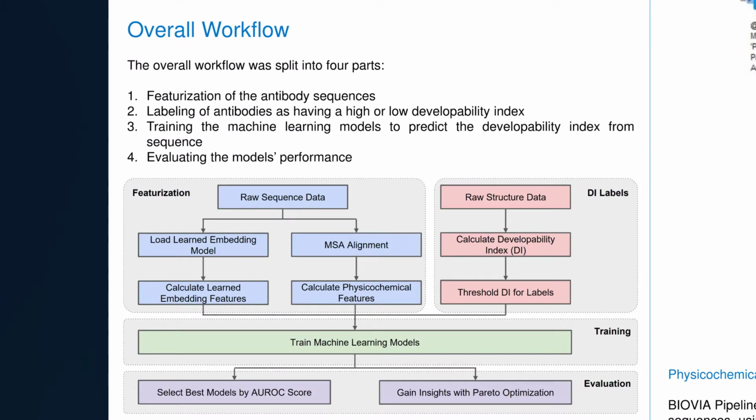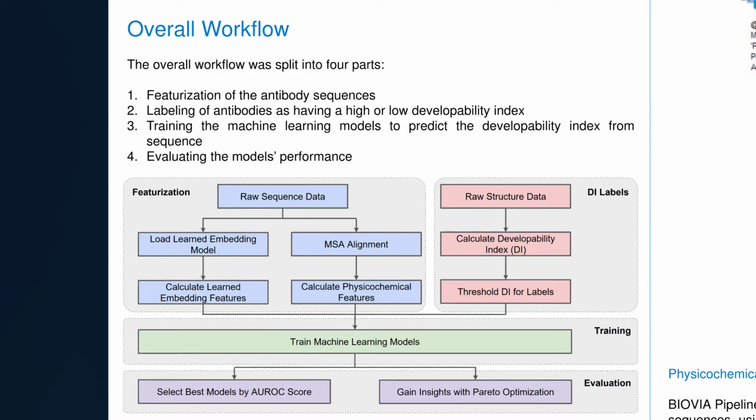The overall workflow can be split into 4 distinct parts: featurization of the antibody sequences, labeling of the antibodies as having high or low developability, training the machine learning models, and lastly, evaluating the model's performance and finding the best performing model and hyperparameters. The workflow was implemented in BioVia Pipeline Pilot, a visual programming and pipelining tool that allowed us to automate the labeling of antibodies, featurize our sequences, as well as build and evaluate hundreds of different models.